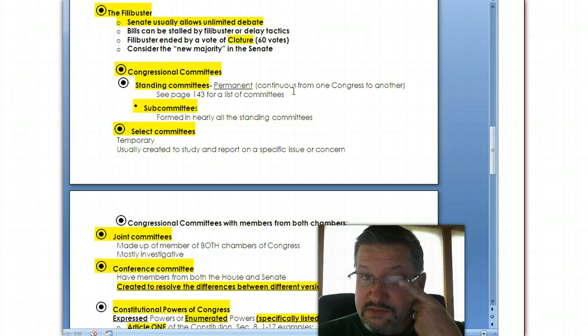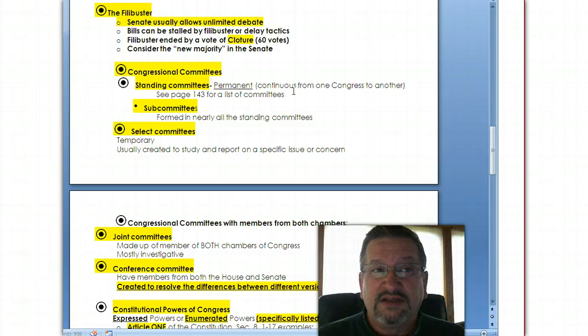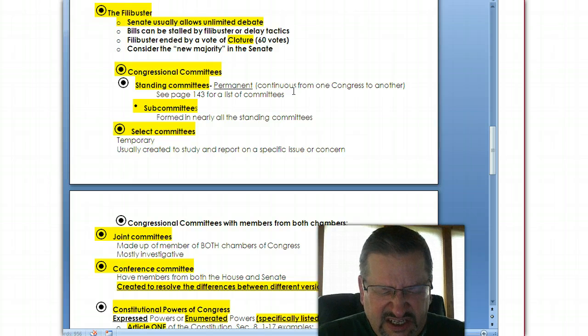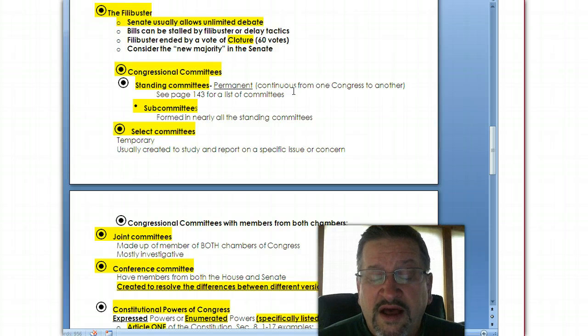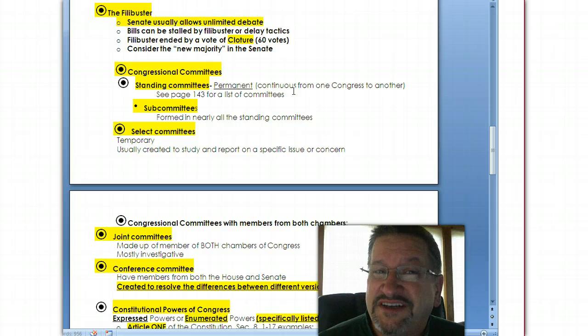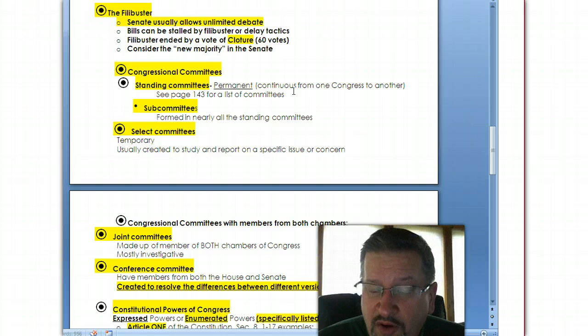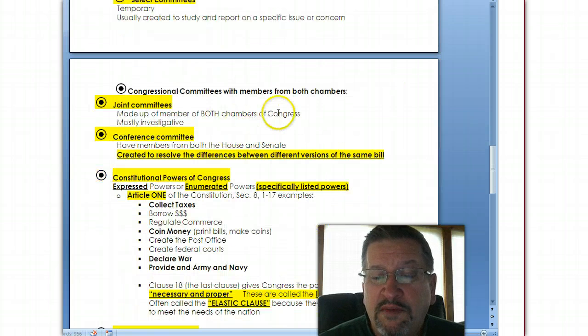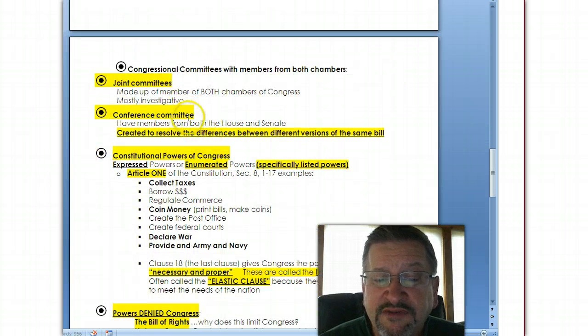Now, a lot of work goes from the permanent committee right to a subcommittee, a smaller group that has more expertise and can work on those bills. There's also select committees, and sometimes those select committees are joint committees, and that means that they will work on probably investigating issues that Congress wants to know more about, but they're almost always temporary. Joint committees, made up of both members of the House and Senate, also include conference committees.